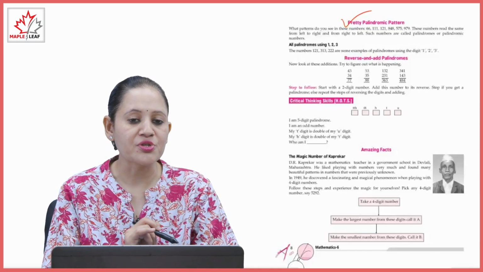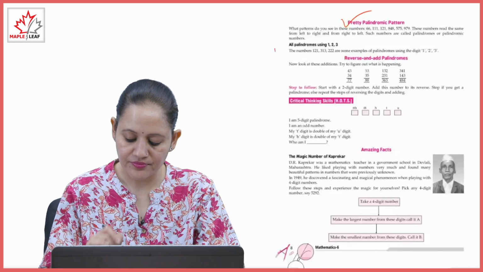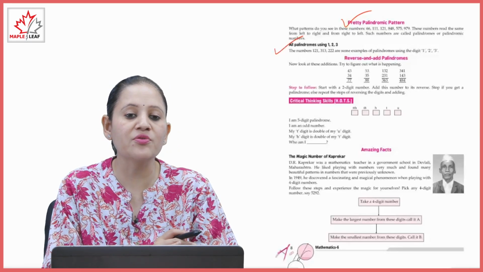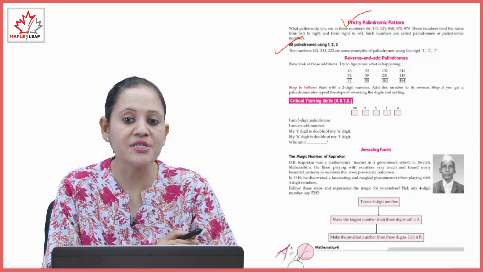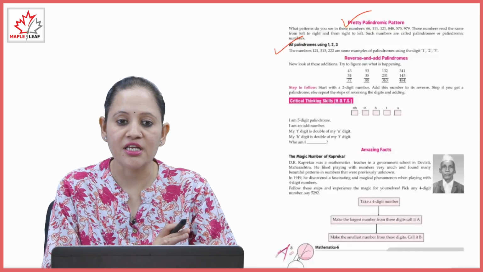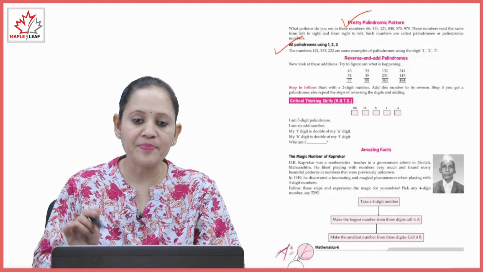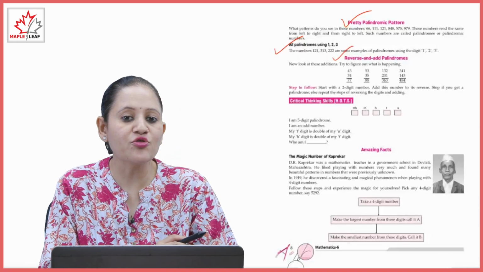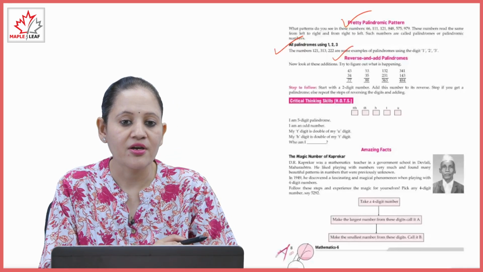All palindromes using 1, 2, 3. 121, 313, 222 are some examples of palindromes using the digits 1, 2 and 3. Reverse and add palindrome. Now look at these additions. Try to figure out what is happening.